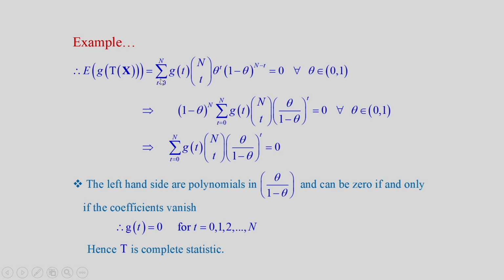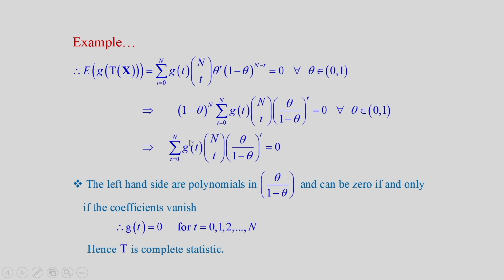So, E of g(T(x)) will be this summation as I showed earlier. Now, (1 minus theta) to the power n is common, so I can take it out. So, it will be the same as (1 minus theta) to the power n, summation t going from 0 to n, g(t) into nCt into (theta by 1 minus theta) to the power t is equal to 0. So, this equality can be written as this for all theta in the open interval 0 to 1. So, theta can be anything between 0 and 1 excepting 0 and 1.